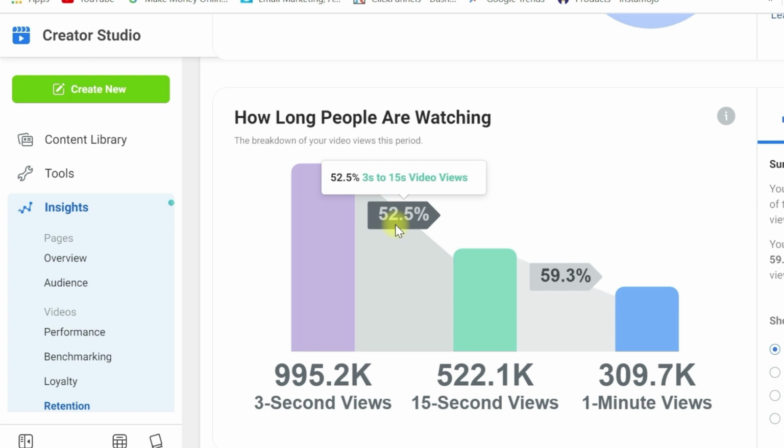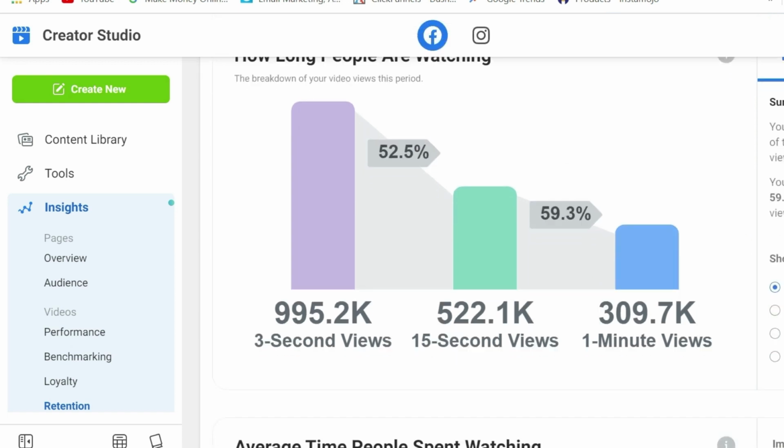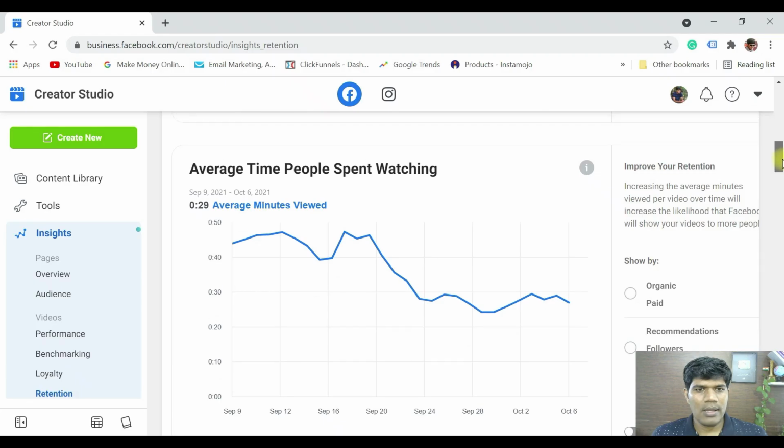So whatever you are seeing right now is actually not very bad nor very good, right? This is actually average numbers. Now, if from 3 second to 15 seconds there is a much higher drop, in that case, you need to really work on the hook of the video so that the audience is retained. The average time people spent watching is around 0.29 seconds.